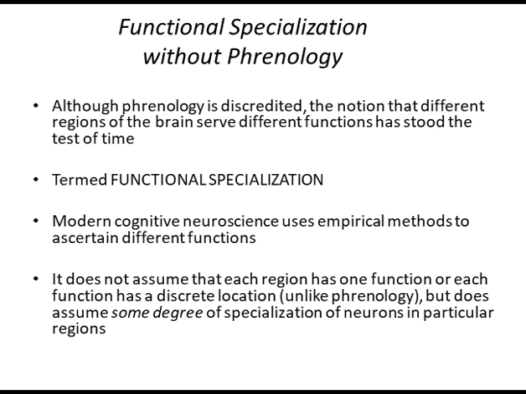So, although phrenology is discredited, the notion that different regions of the brain serve different functions has stood the test of time. This idea is termed functional specialization. Modern cognitive neuroscience uses empirical methods to ascertain different functions. It does not assume that each region has one function or each function has a discrete location, unlike phrenology, but does assume some degree of specialization of neurons in particular regions of the brain.